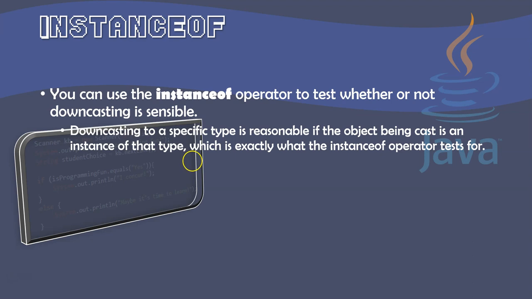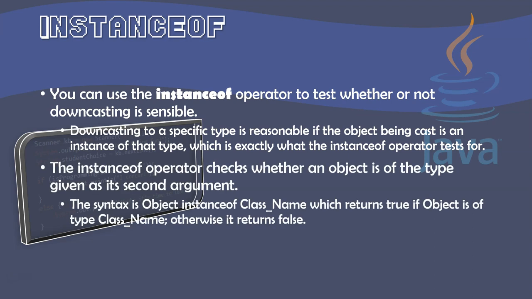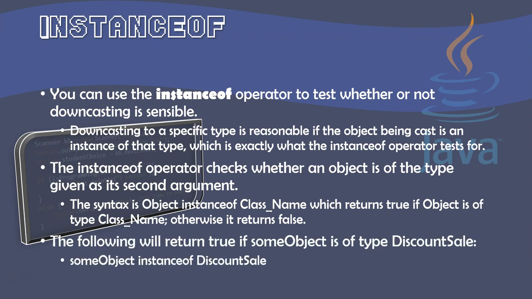Now, the instanceof operator is a great way to test whether or not downcasting is sensible, because sometimes we don't know. Maybe it's a little confusing, or does it actually make sense? Downcasting goes to a specific type, and that type has to be reasonable, whether the object being cast is an instance of the type, which is exactly what the instanceof operator tests for. The instanceof operator checks whether an object is of the type given as the second argument, and the syntax is simply object instanceof ClassName, which returns true if the object is of type ClassName. Otherwise, it returns false. So, for example, the following would return true if someObject is of type DiscountSale: someObject instanceof DiscountSale.